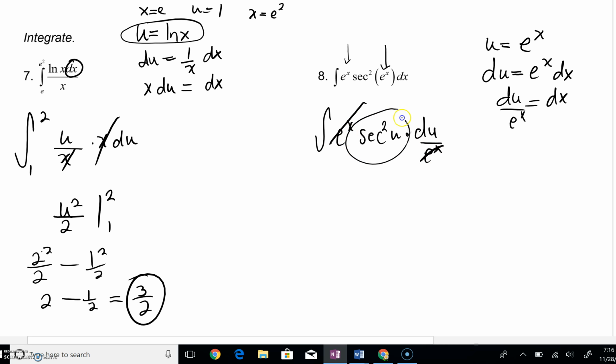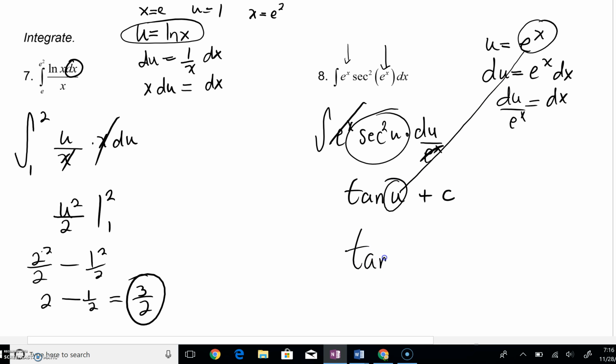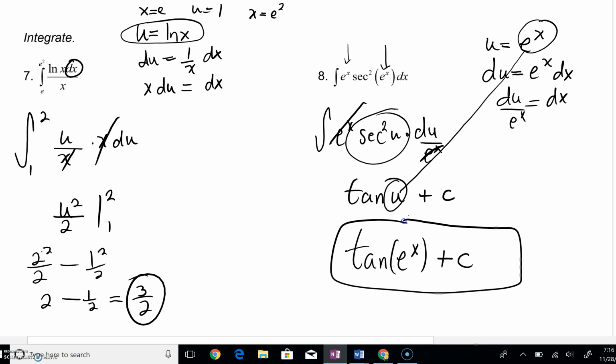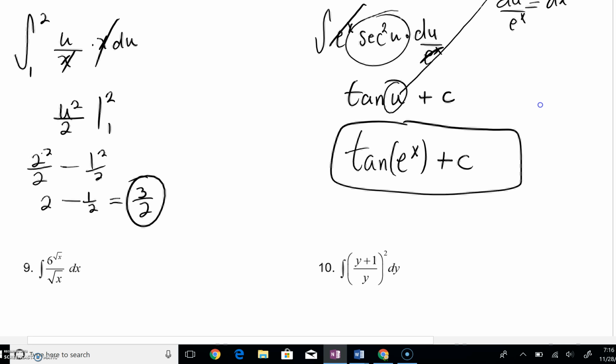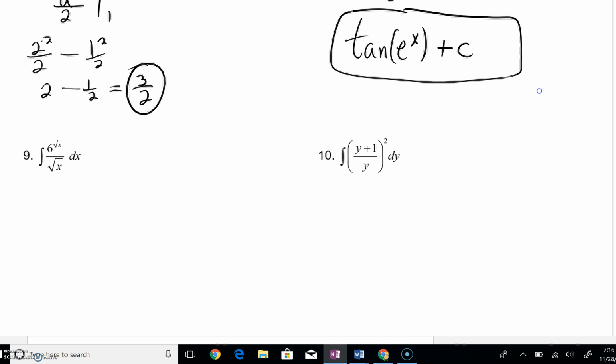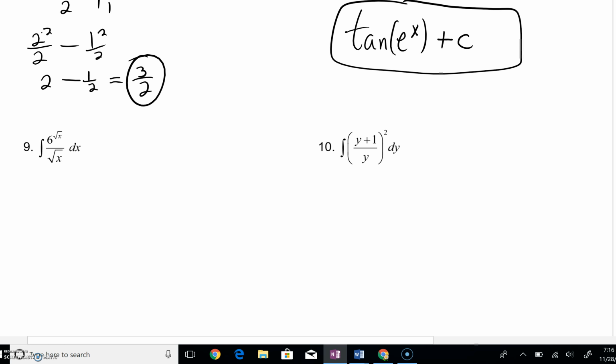Now the antiderivative of secant squared we should have memorized. That's tangent of u plus a constant. But our u, of course, has to get resubstituted in this regard. When we have an indefinite integral, when we're answering really in an algebraic format, we want to have x's in our answers here. Okay, let's keep going. As we look at number 9, quick review.